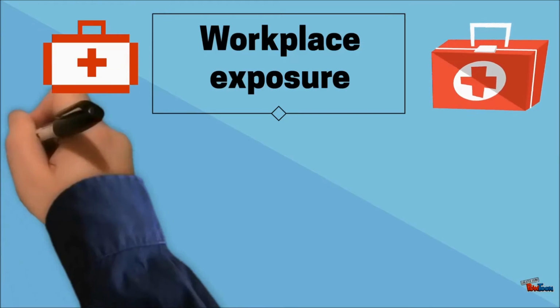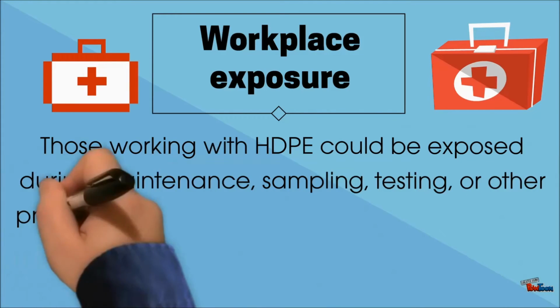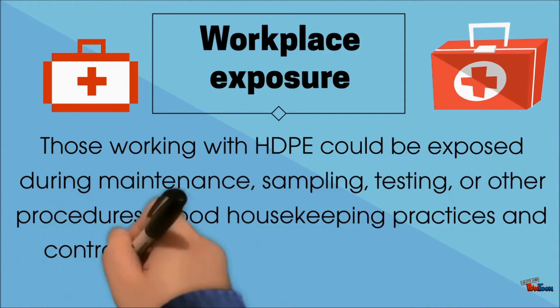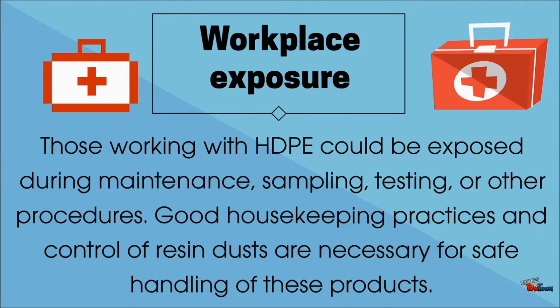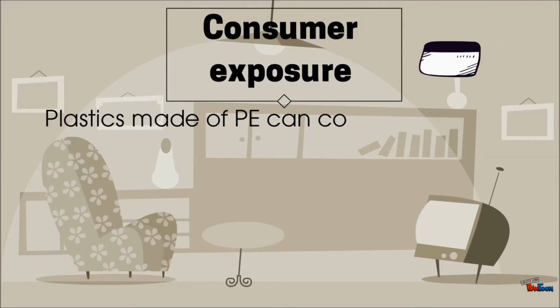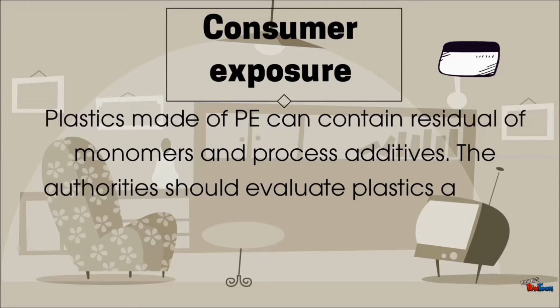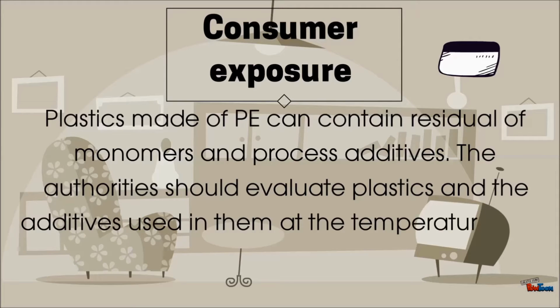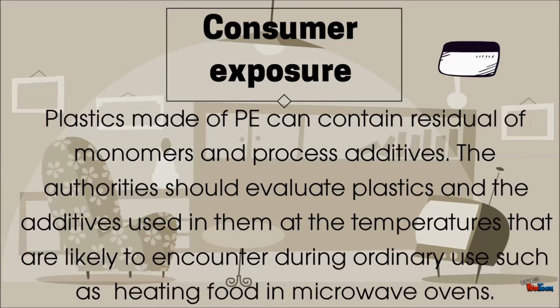For workplace exposure, those who are working with HDPE could be exposed during maintenance, sampling, testing, or other procedures. Good housekeeping practice and control of resin dust are necessary for safe handling of these products. Plastics made of PE can contain residual monomers and process additives. The authority should evaluate plastics and the additives used in them at the temperatures they are likely to encounter during ordinary use, such as heating food in a microwave oven.